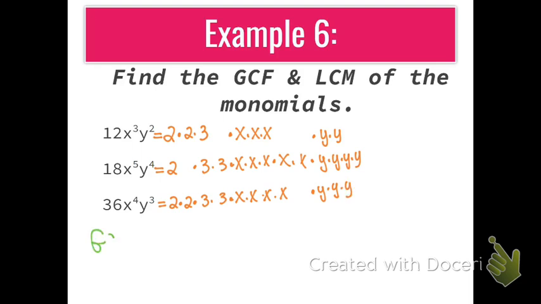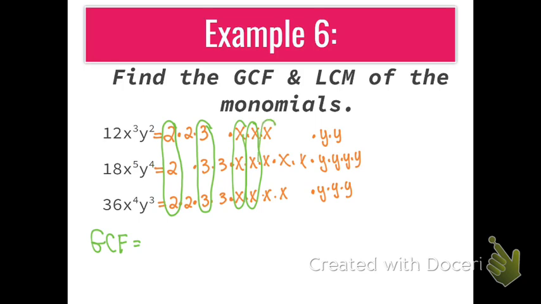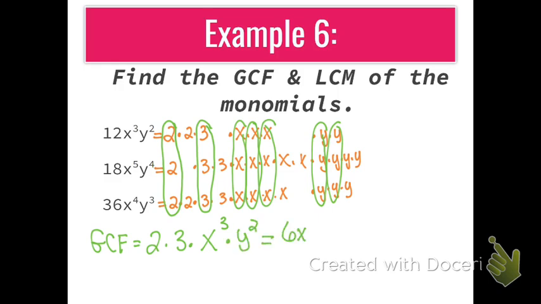Finding the GCF first. Look for what all 3 have now. So now you're not just looking for what 2 of them have. This time you're looking for what factors do all 3 of them have. So they all have factors of 2, 3, 3 x's, and 2 y's. So our GCF is 6x cubed y squared.